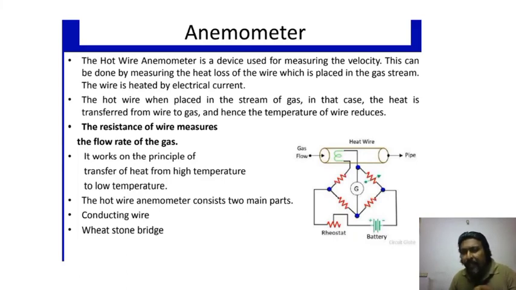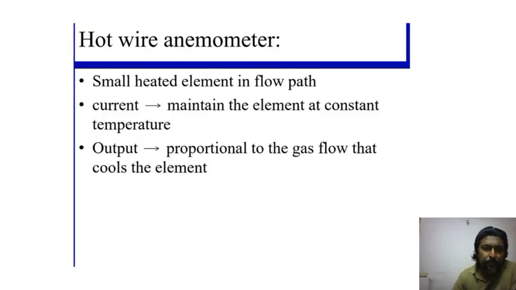The amount of current that has been required to bring back the original temperature has been calibrated in terms of the breathing rate. So this is how we measure the velocity of the breathing or breathing rate. This is what I have explained in the previous slide. It has a small heated element in the flow path, that is the wire. We call it a wire in a pipe, and we maintain the element at a constant temperature, right? That I have mentioned in the previous slide.